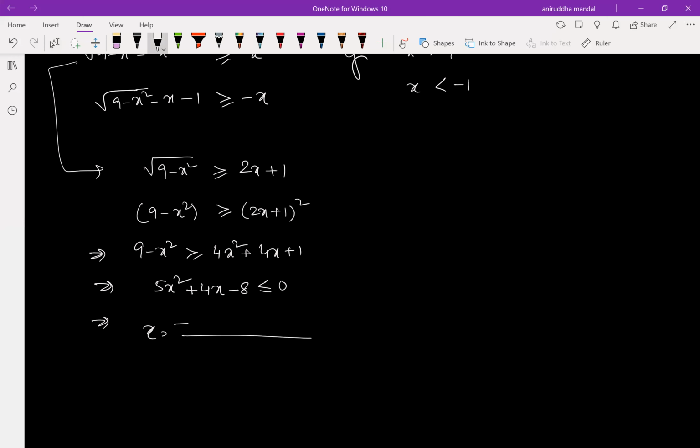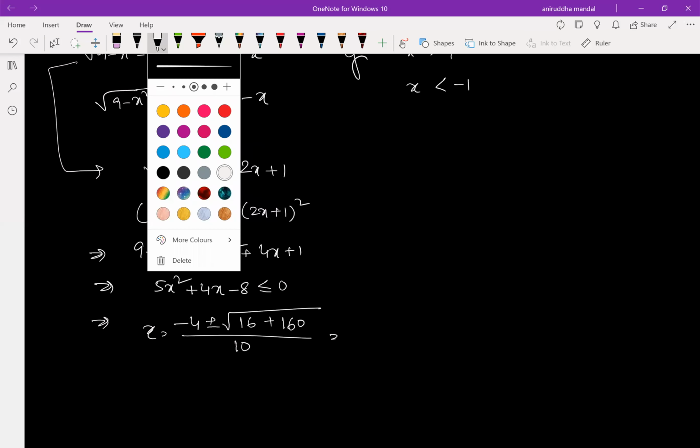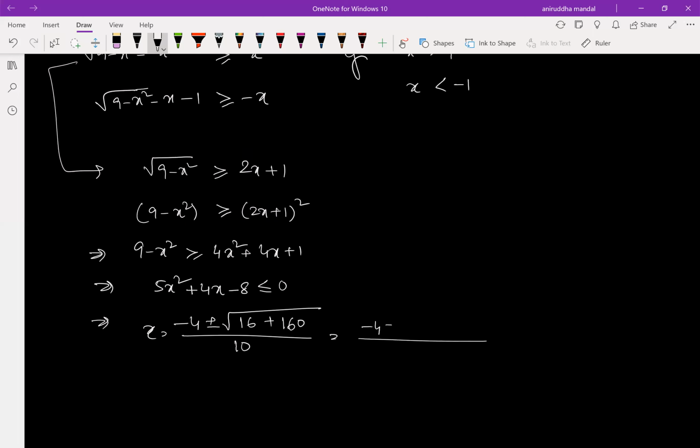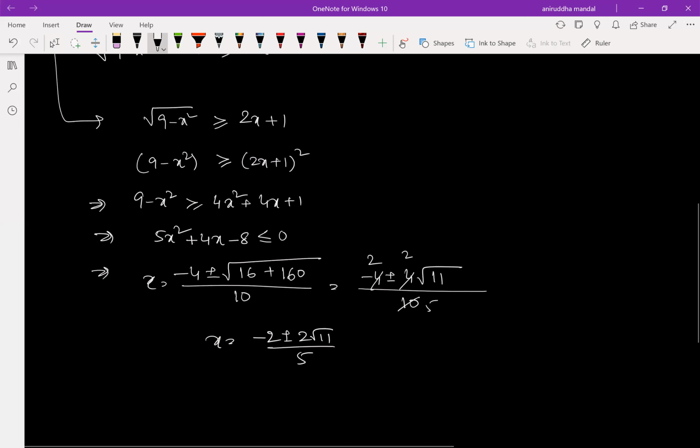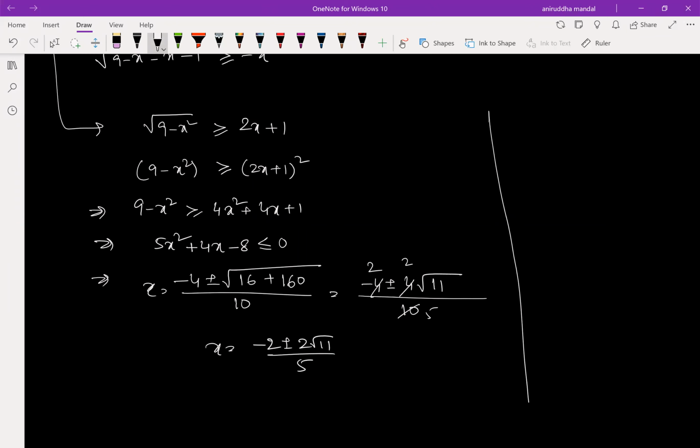Now x equals minus b plus or minus square root of b square minus 4ac. B square means 16, and 4ac means 160, and the denominator is 10. So we get x as, taking 16 out, 1 and 10 means root 11, and this is 10. So this thing will get cancelled. So we get x as minus 2 plus or minus 2 root 11 by 5. So this is the first expression.